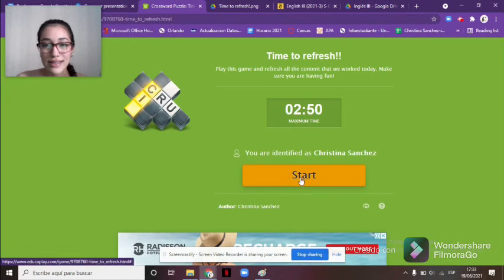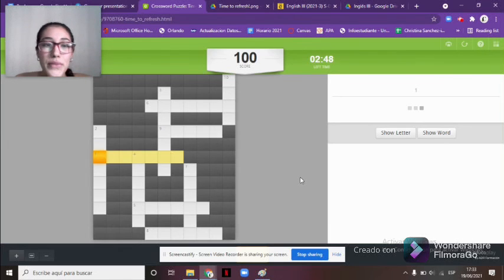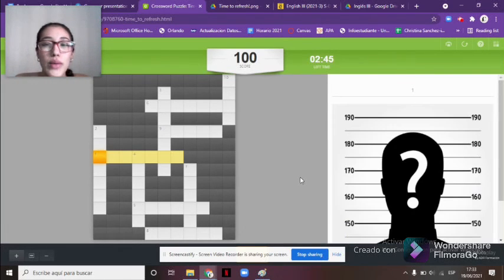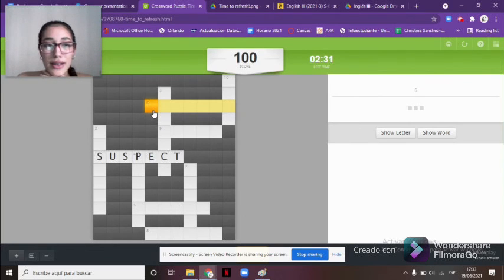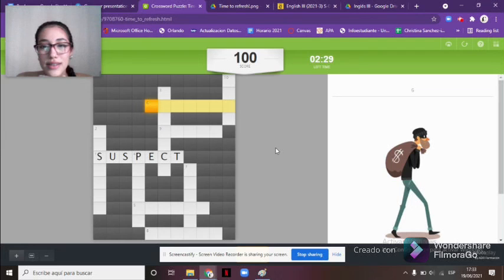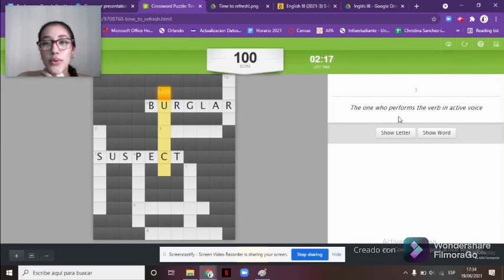And the second one is this, which is really fun. We have this image, and I think the suspect is fast because we have just a little bit of time. This could be criminal or burglar, and then here it goes: the one who performs the verb in active voice. I think that can be the subject.